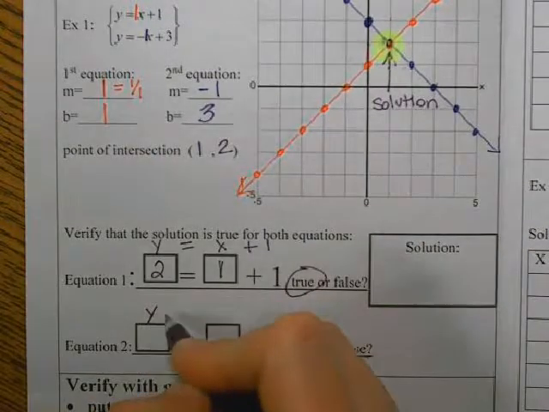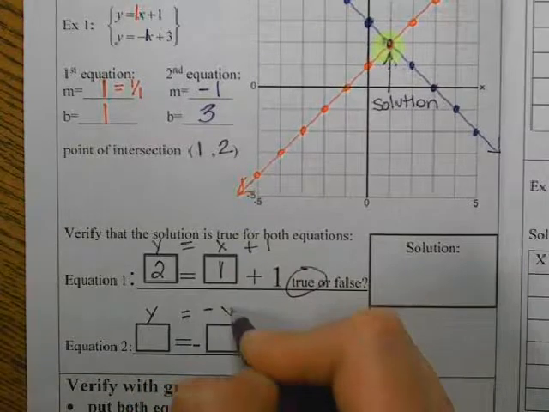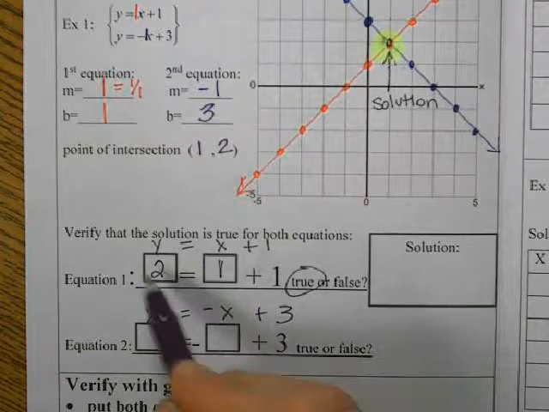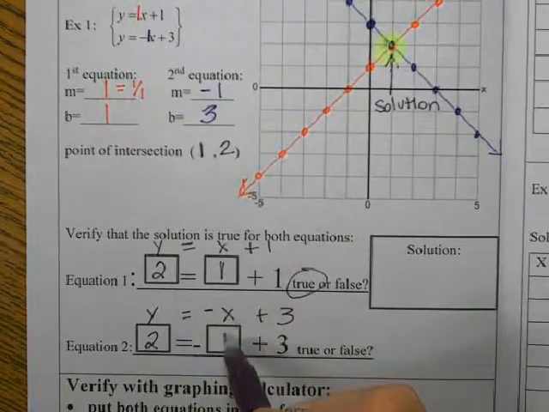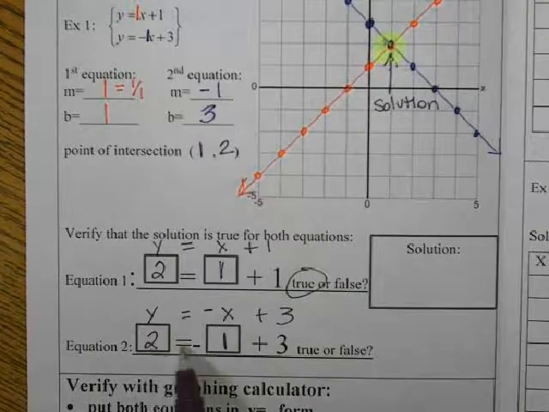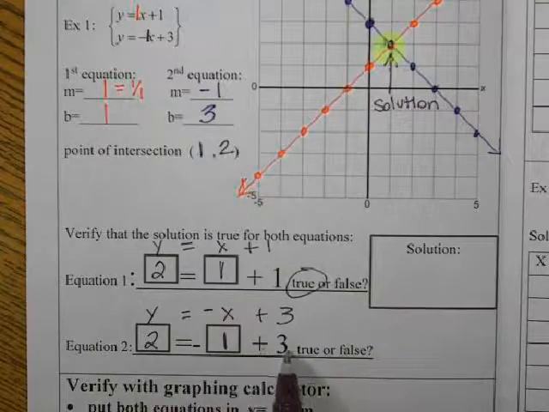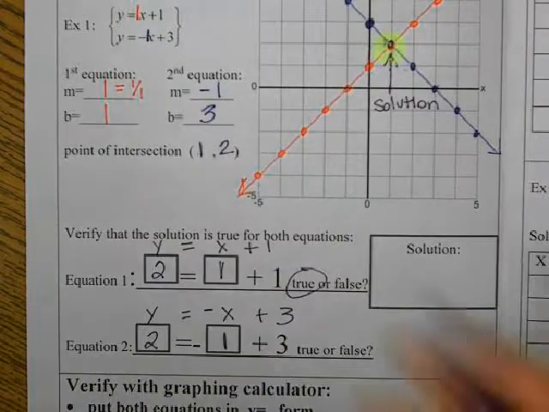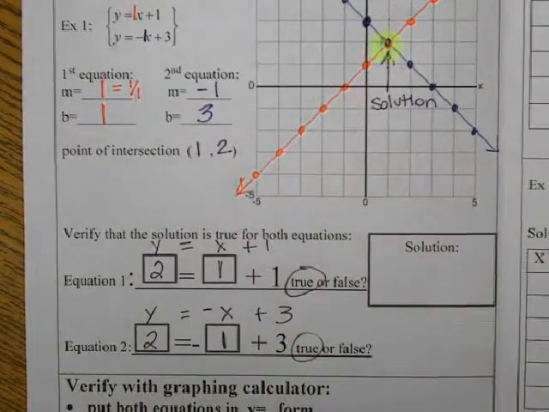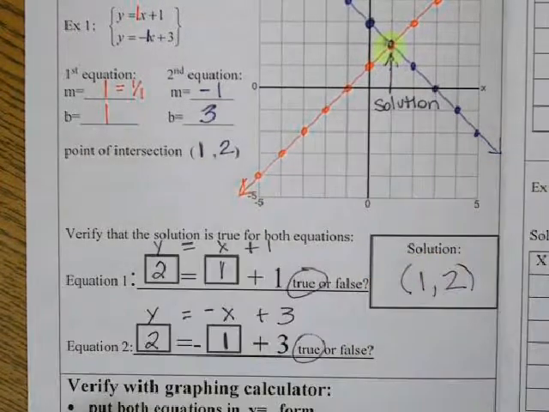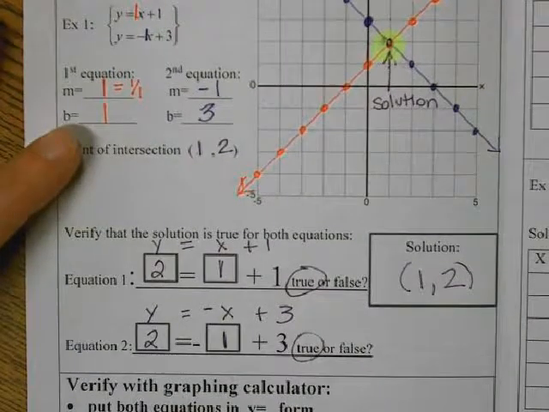Equation 2 is y equals negative x plus 3. So I'm going to put in 2 for y and 1 for x, and see there's a negative right here, it's kind of hiding. So does 2 equal negative 1 plus 3? Well, negative 1 plus 3 is really just 3 minus 1, and that's true. 2 equals 2. So my solution to this equation is 1, 2. Okay? So a solution to an equation is an ordered pair.